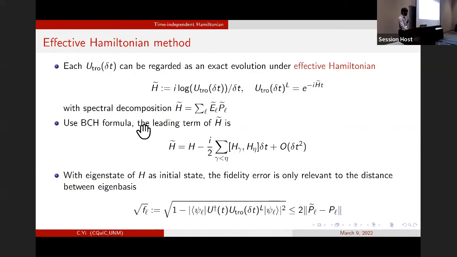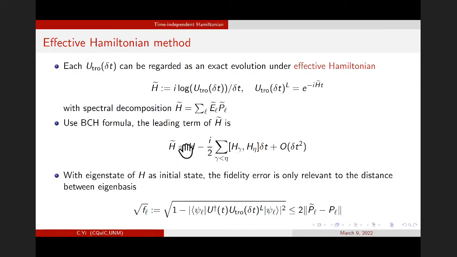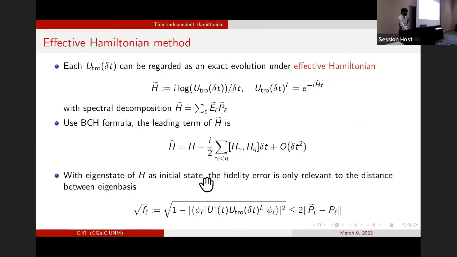Using the BCH formula, we can see that the perturbation part in the effective Hamiltonian will look like this, where H_gamma is the local layer in the product formula. And as you can see, when the Trotter step goes to 0, the effective Hamiltonian is exactly the same as the original one. Now let's use this to analyze the previous question.